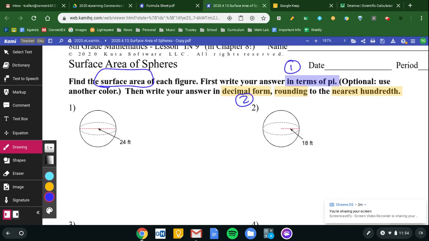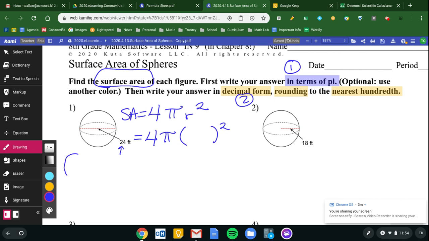I'm going to go back here and write the surface area of any sphere is 4 times pi times the square of the radius. Now, it's important to note, I'm going to use the same formula for pretty much every problem on here. Let's go ahead and take a look at this number, 24. This goes all the way across.